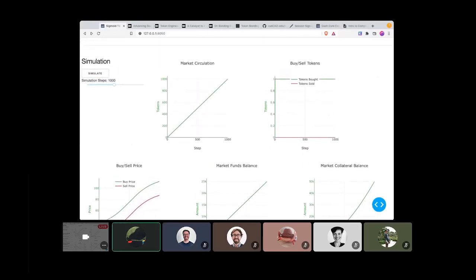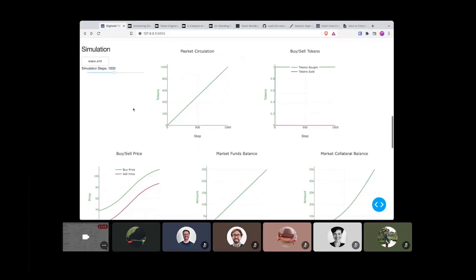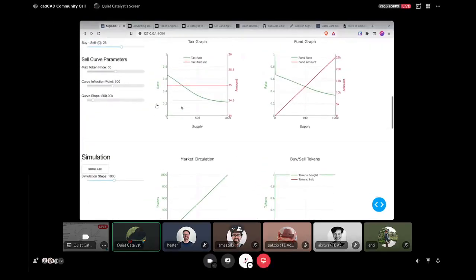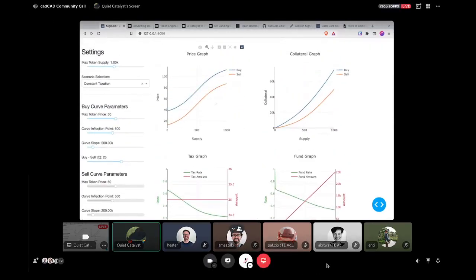And if we look at the market graphs, we can see the single agent buys one token for each step of the simulation. So not very creative in terms of trading strategy, but very helpful in terms of evaluating, is the market responding in the way that we would expect the market to respond? And so for each step, we buy a token, and therefore the number of tokens in circulation goes up linearly by one each step. We can see how the buy and sell price breaks out, and that maps to what we saw above in our price graph.